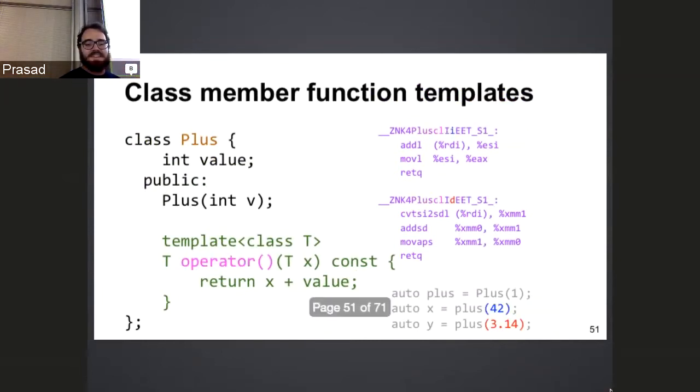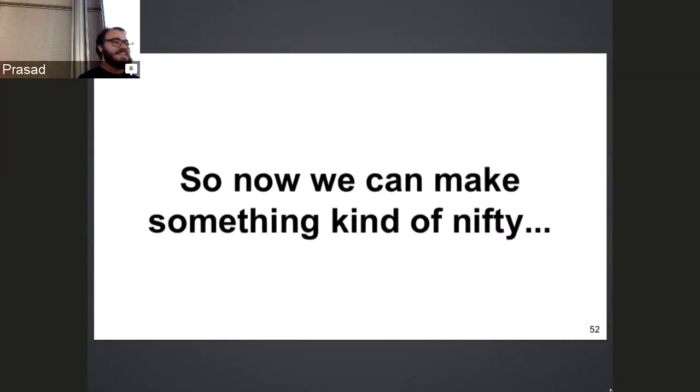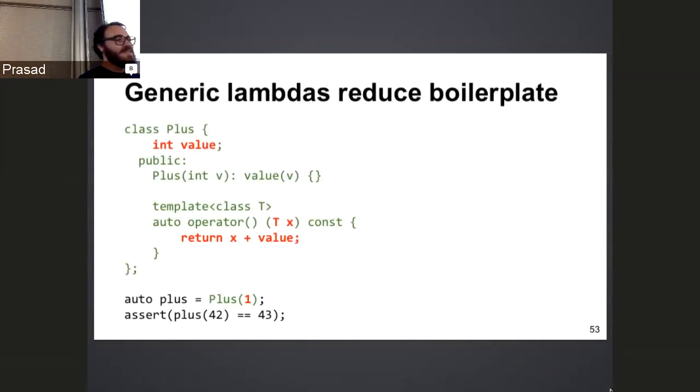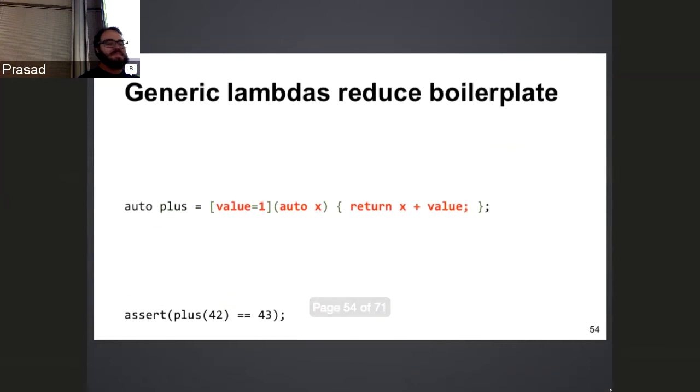Excellent. We turn it into a templated operator paren. Now we can call plus of 42, plus of 3.14, whatever we want. Excellent. Now we take all that boilerplate. Oh yes, we make something nifty. We take all the reducible complexity. We get rid of it. We shrink it down to where we only have the irreducible complexity left.